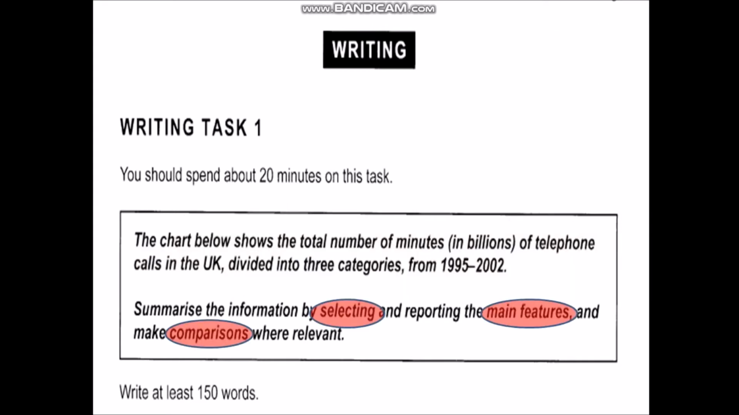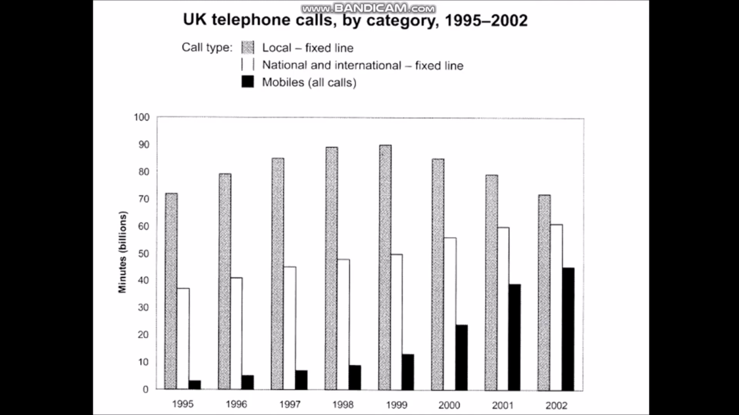For the overview and the two body paragraphs following, I am going to select and report the main features and make comparisons. You have to select, you don't have to write about everything. And you have to provide comparisons. These are very important, as I mentioned earlier. Here is my graph.